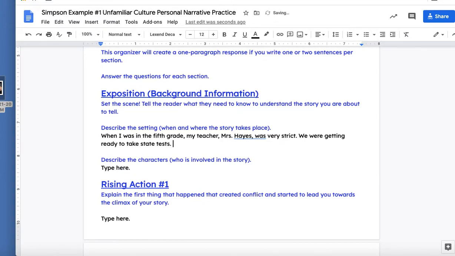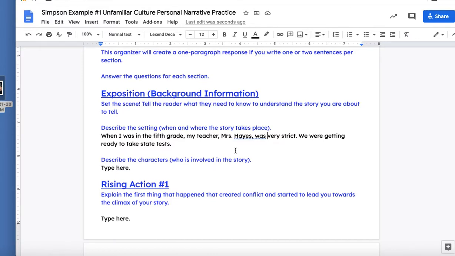Okay, so I think actually that's enough because I'm going to go on and include some more information. But let's see if I've given enough background information that this makes sense. So I was in the 5th grade. That's the time in history. The character was Mrs. Hayes, my teacher. Additional background information you need to know so you understand the story I'm going to tell: we're getting ready to take state tests. That's kind of part of our setting.